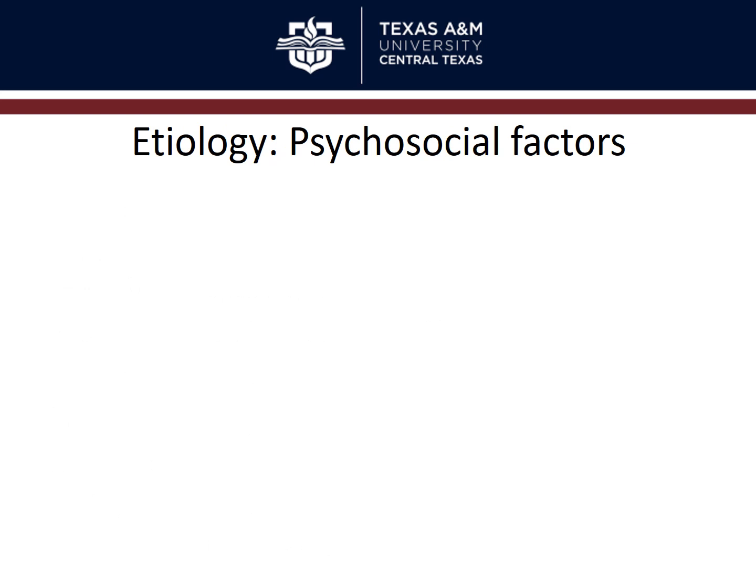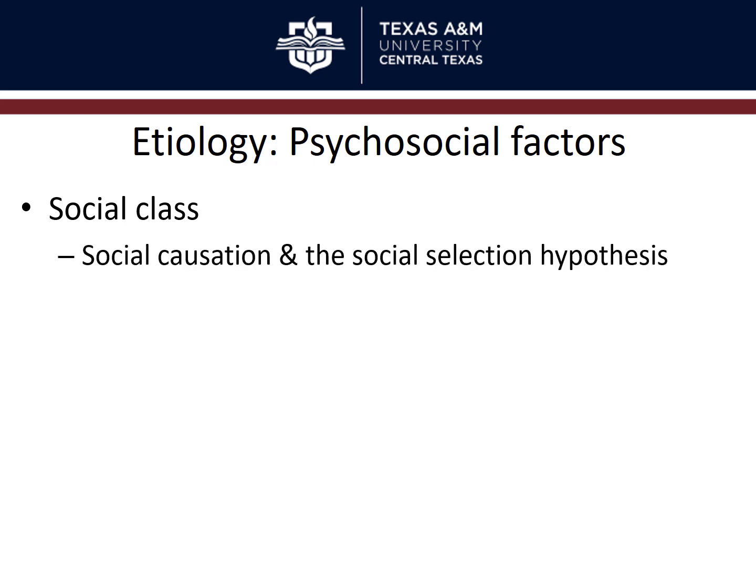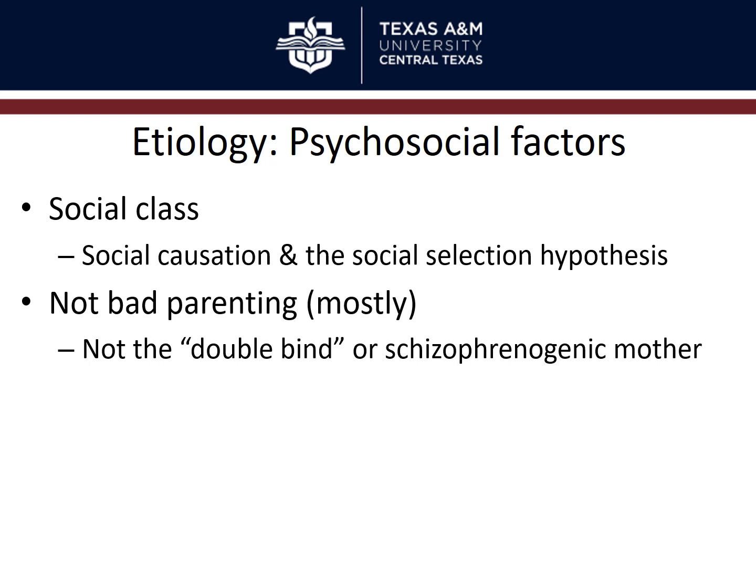In terms of psychosocial factors, basically it seems like schizophrenia is largely biological. Well, what about the other part? Well, we don't really know, but there's probably something going on in terms of social class, right? And this goes back to what I was talking about before about that downward drift. Being of a lower social class doesn't necessarily cause schizophrenia. Now, to some degree, it may exacerbate a vulnerability, right?